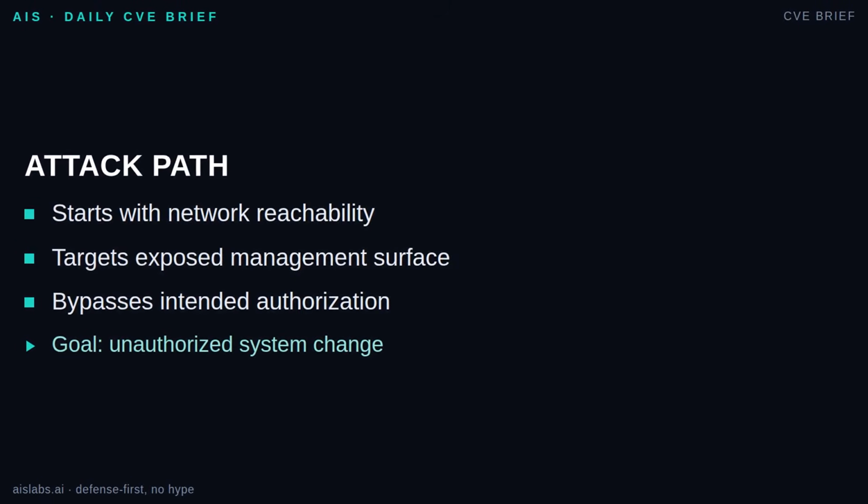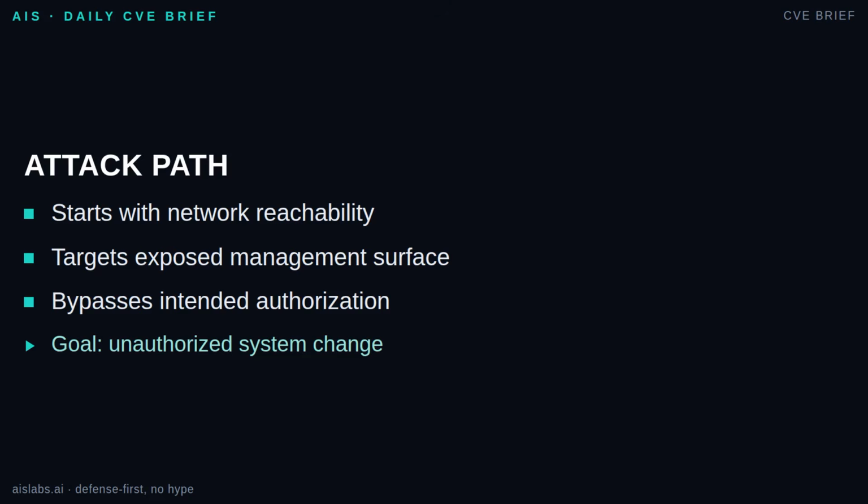The NVD wording is important. A malicious actor with access to the network could exploit the issue. That does not necessarily mean the public internet in every environment. It can mean any network segment where an untrusted user, compromised endpoint, guest device, partner connection, or overly broad internal access can reach the affected UniFi OS service.